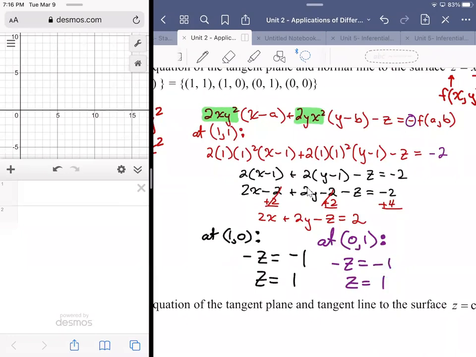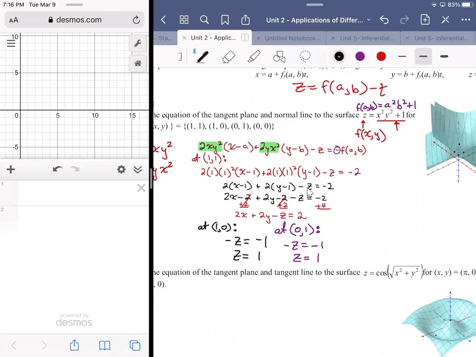And that's only because I forgot the whole thing is negative on the right-hand side. And then the last one at 0, 0. Again, zapping away, we're left with a negative z. Plug in a 0 here for x and y, you're left with a positive 1. Negated is going to give you a negative 1. So for each of these, you're actually getting the same tangent plane.